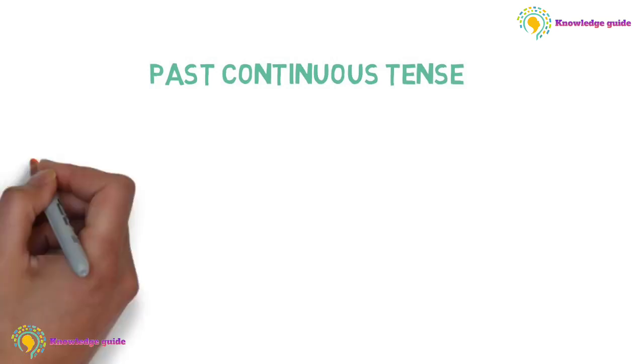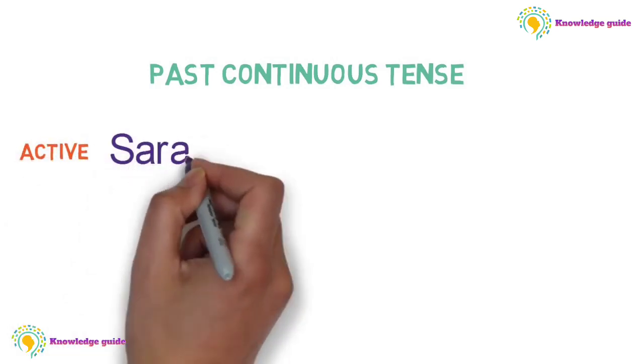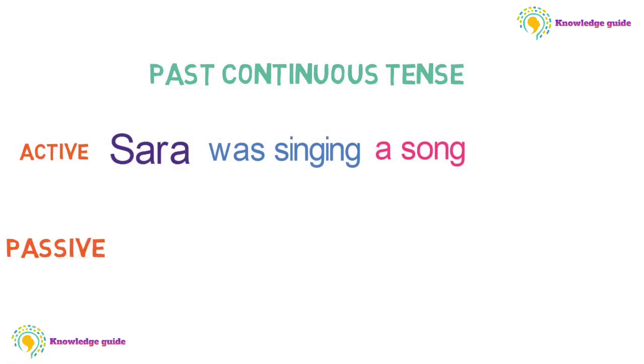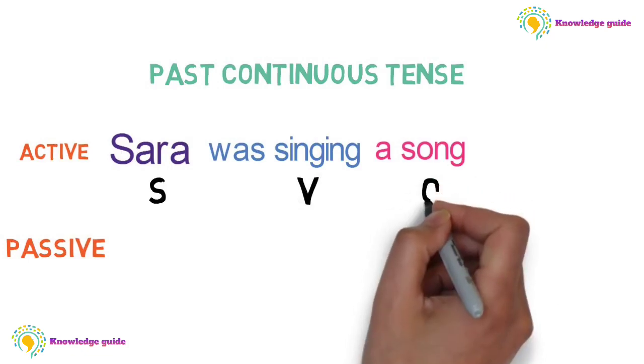Now let's see examples of past continuous tense. Active sentence: Sarah was singing a song. Passive sentence. Now let's get the subject, verb and the object. We have to identify it first. So here Sarah becomes the subject, singing becomes the verb, and a song is the object.